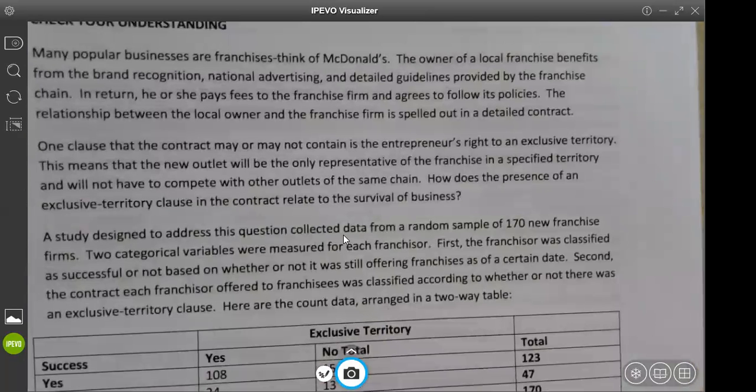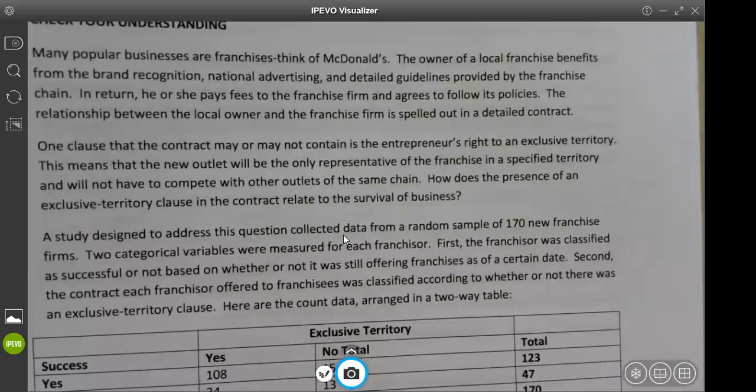Many popular businesses are franchises. Think of McDonald's. The owner of a local franchise benefits from brand recognition, national advertising, and detailed guidelines provided by the franchise chain. In return, he or she pays fees to the franchise firm and agrees to follow its policies. The relationship between the local owner and the franchise firm is spelled out in a detailed contract. One clause the contract may or may not contain is the entrepreneur's right to an exclusive territory. This means that the new outlet will be the only representative of the franchise in the specified territory and will not have to compete with other outlets of the same chain.